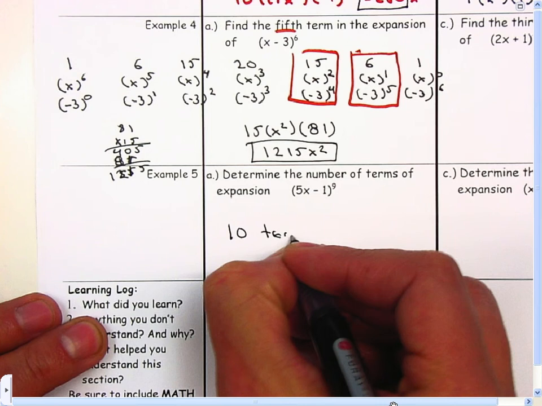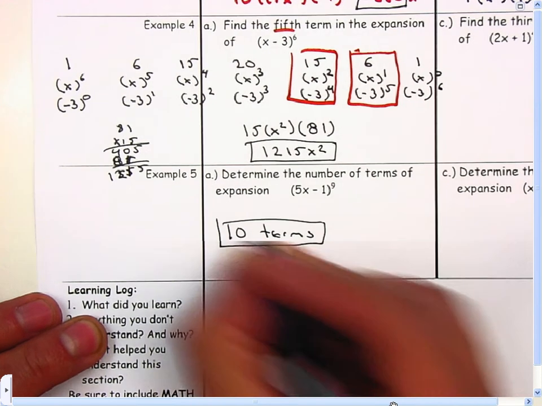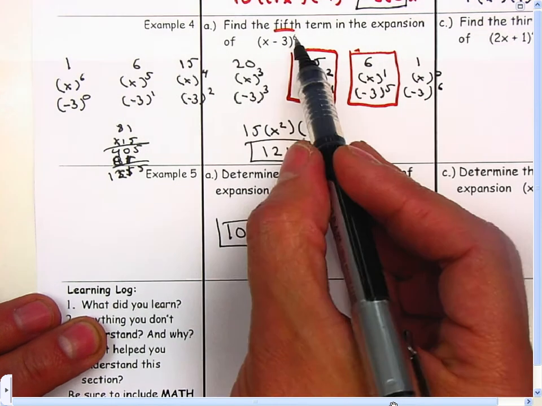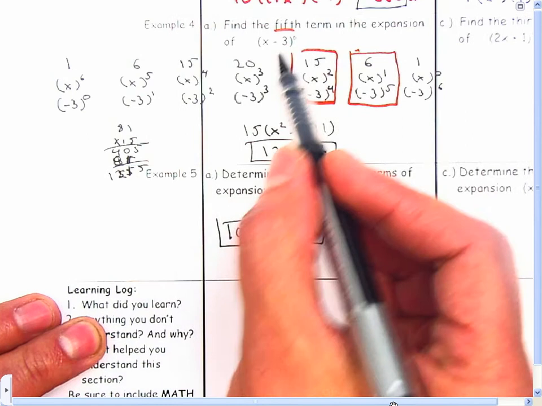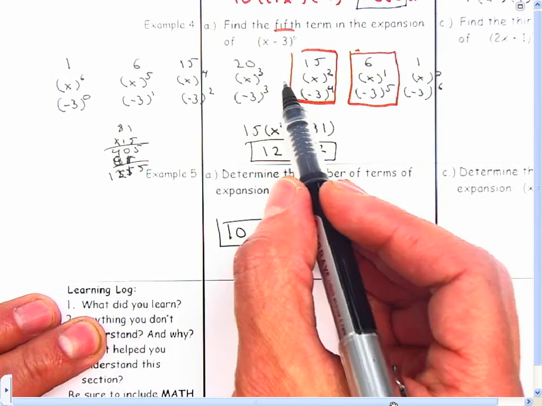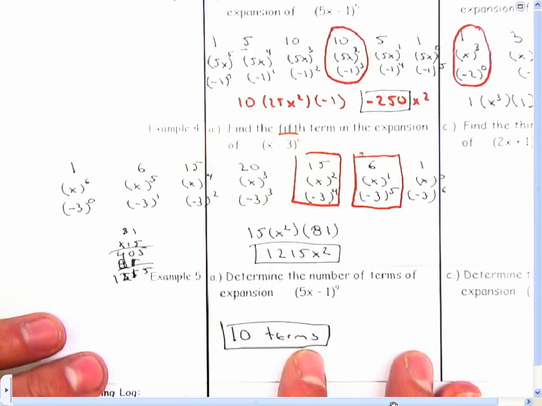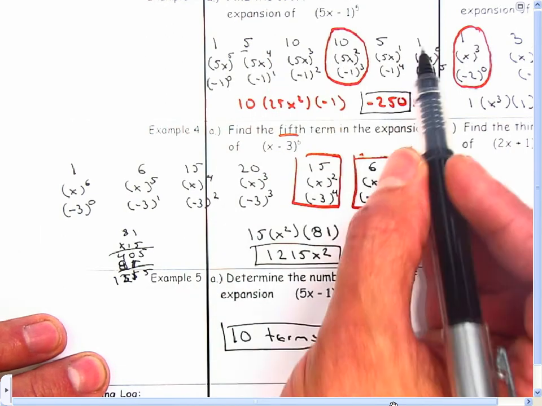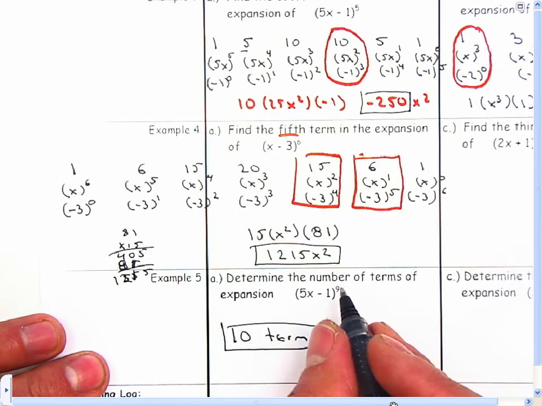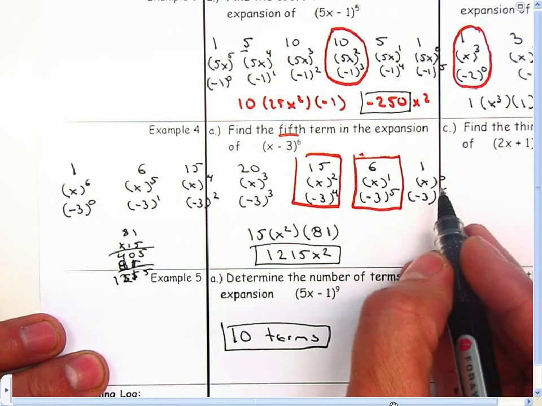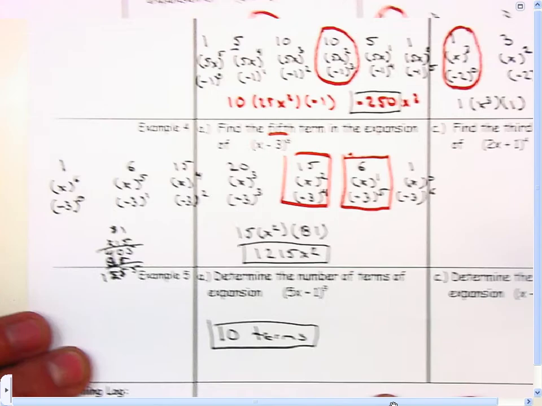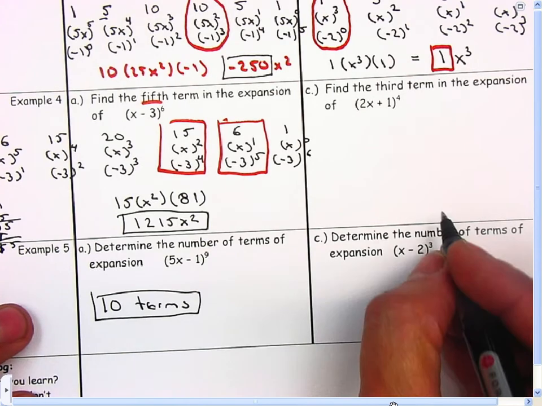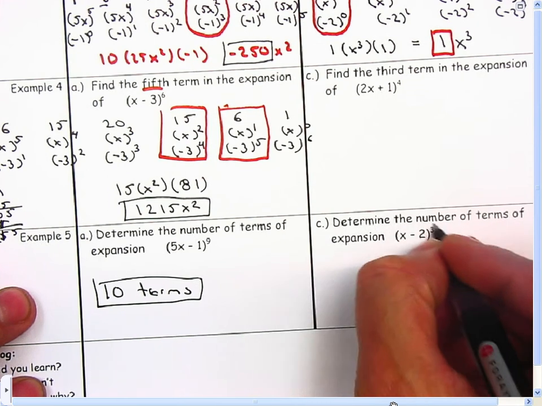We are looking for how many terms we have. Notice that over here we have exponent of 6, so we have a total of 7 terms. Above we have an exponent of 5, so we have 6 terms. We always have one more term because of that extra 0 that we add. Letter C, determine the number of terms in this expansion. The exponent is 3, so we have a total of 4 terms.